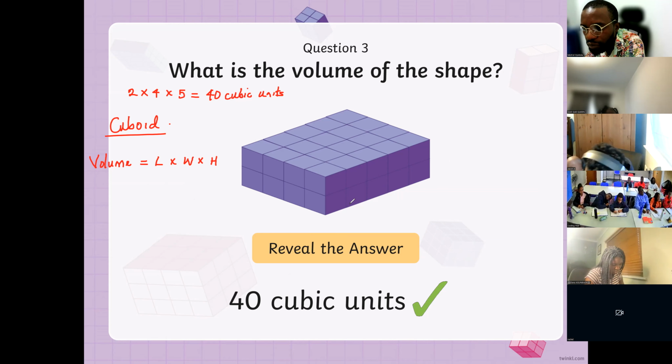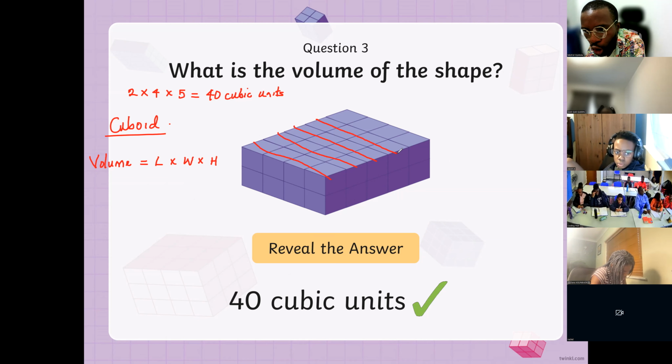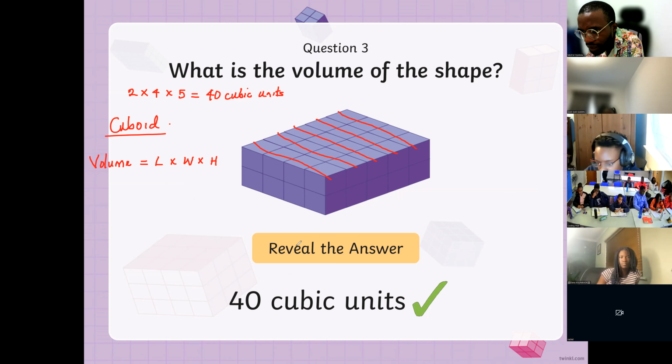Let's solve the problem. Okay, let's count: 1, 2, 3, 4, 5. Does that right? That is the width.